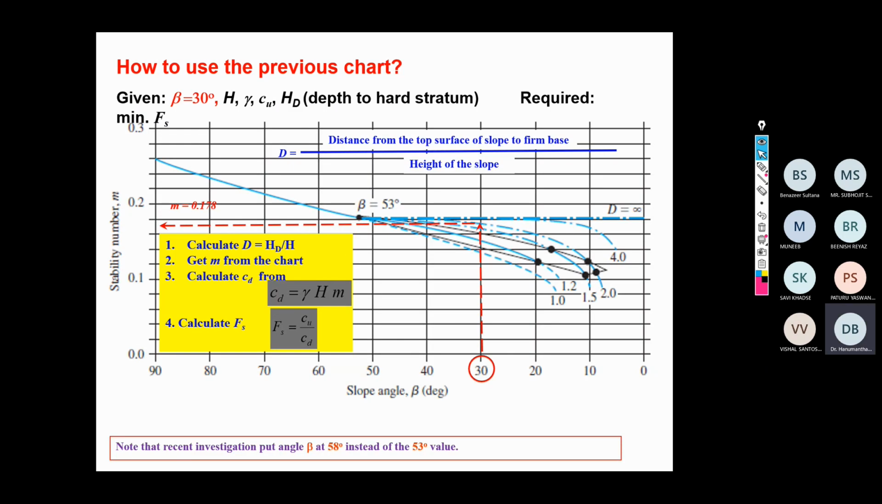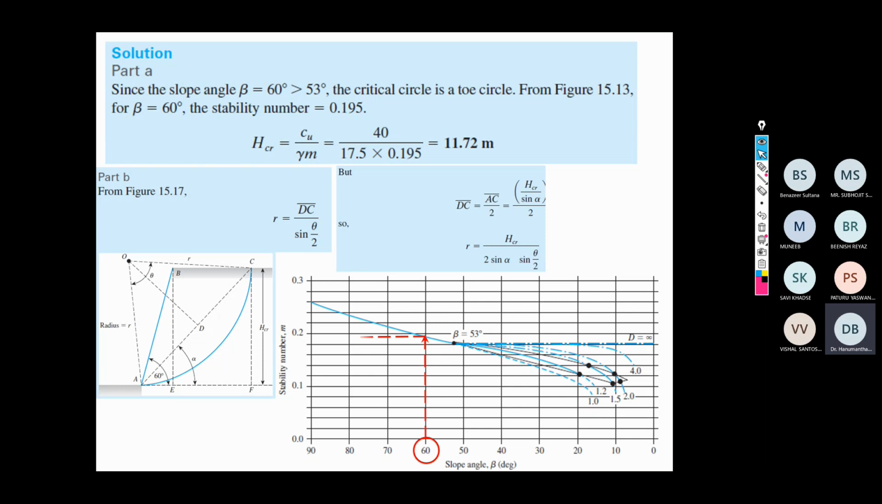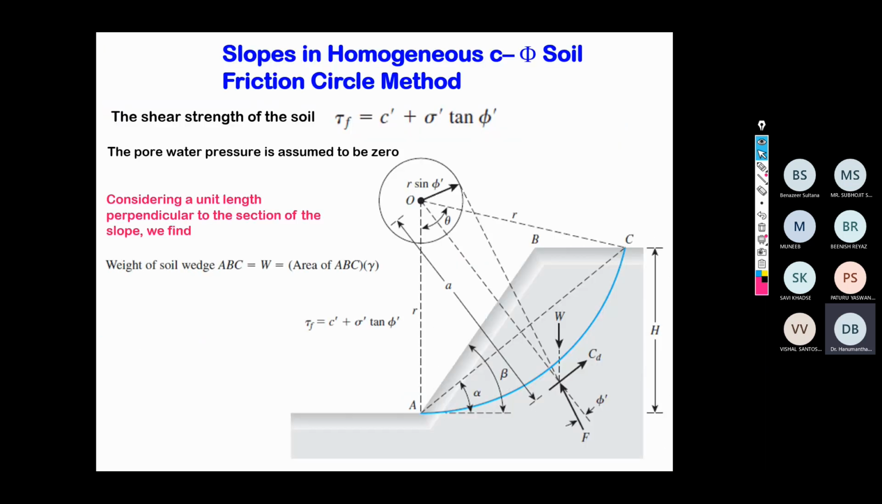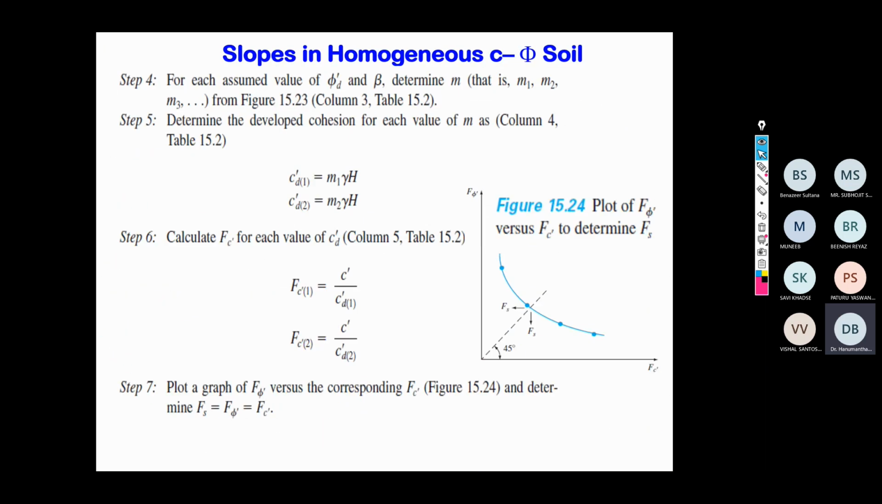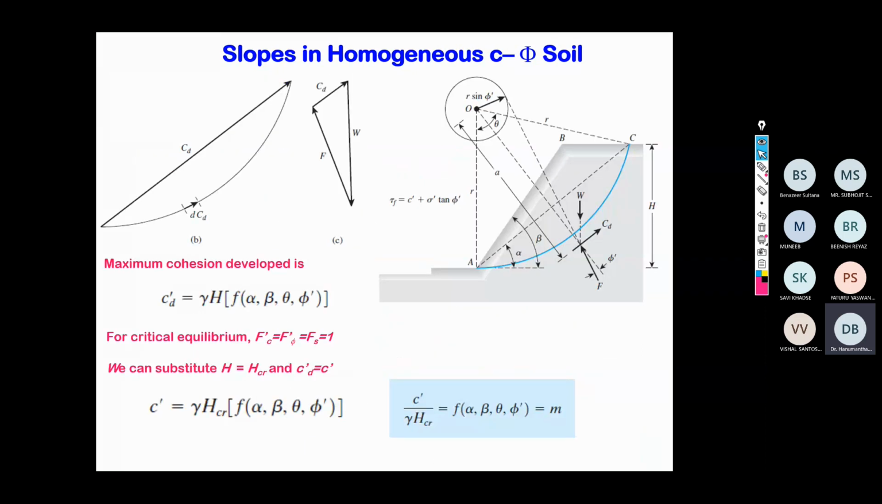So that's about Taylor's stability chart. All these problems we will discuss maybe when we discuss the tutorial. So let me show the other parts. Now we also discussed the friction circle method, that is slopes in homogeneous C-phi soil. There also we arrived at a conclusion that C dash by gamma h is a function of alpha, beta, theta, phi dash, which is again correlated with the stability number m.